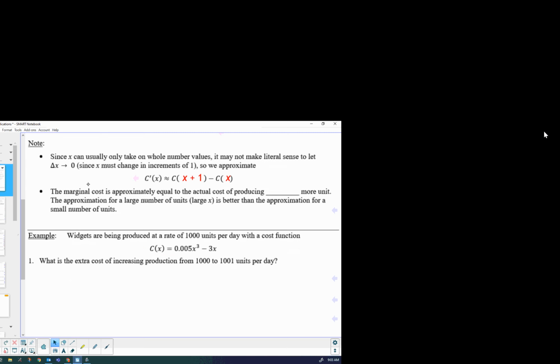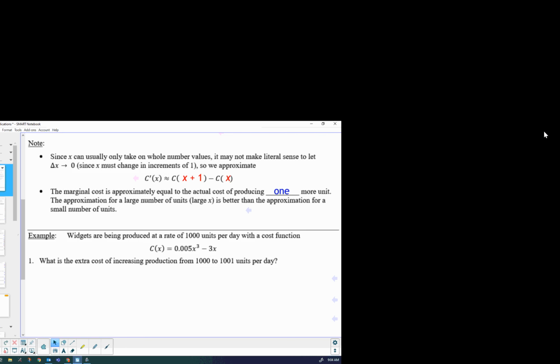Next bullet. So marginal cost is approximately equal to the average cost of producing one more unit. And the approximation for a large number of units is better than the approximation for a small number of units. So if I want to know how much it's going to cost for the second unit, marginal cost is not going to be super useful. If I want to know what's the cost for producing the 10,002nd unit, there it will be a pretty good approximation.